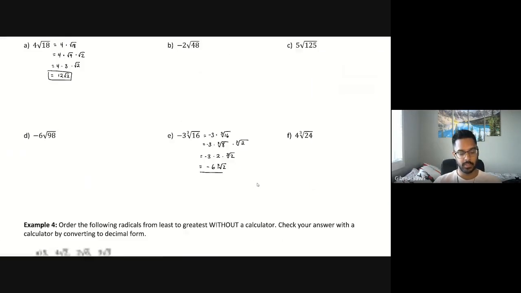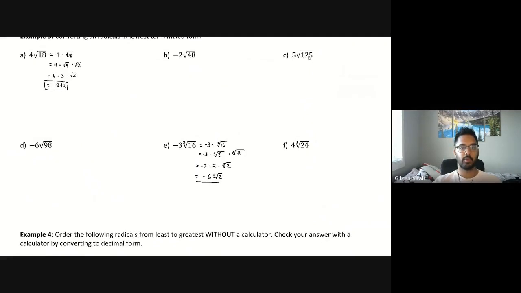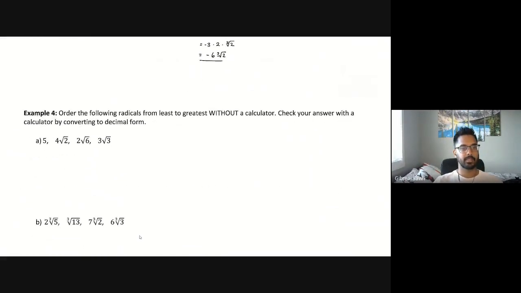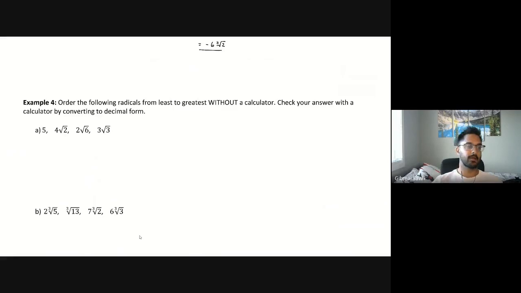So all of these other ones, very much the same. Find that perfect square number or find that perfect cube number and reduce from there. Now, example 4, I don't really like to do because you're always going to have a calculator anyways. So if you want to attempt them, basically what you're going to do is order them from least to greatest, no calculator. So you're going to try to make sure that you compare the radicands to do this.